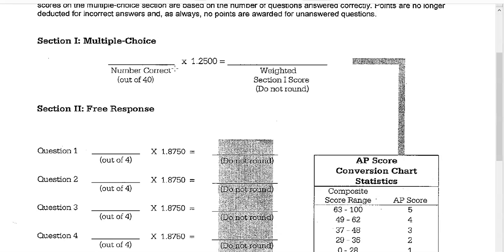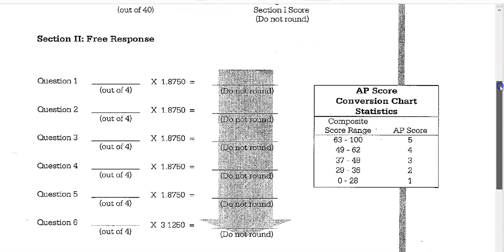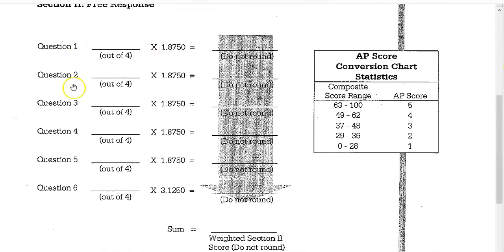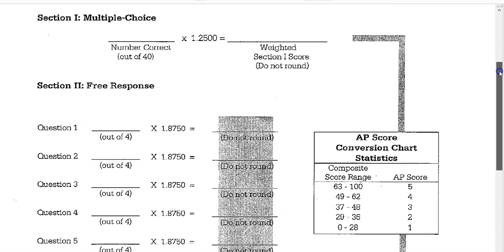The exam has 100 points altogether. So the first 40 multiple choice questions are each scored as 1.25 points. Then the first 5 problems of the free response are scored as 0 through 4. You get a 0 through 4 score on each question, and then each point that you get on that question is multiplied by 1.875. So basically a 1 point on the free response is worth more than 1 question on the multiple choice.